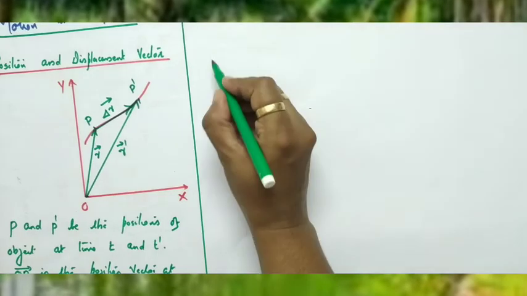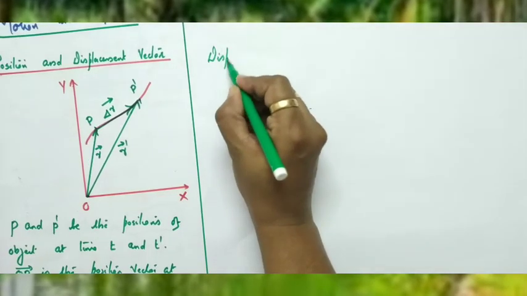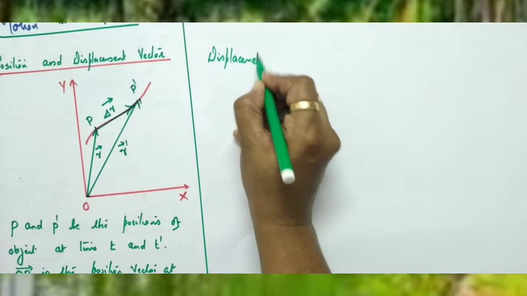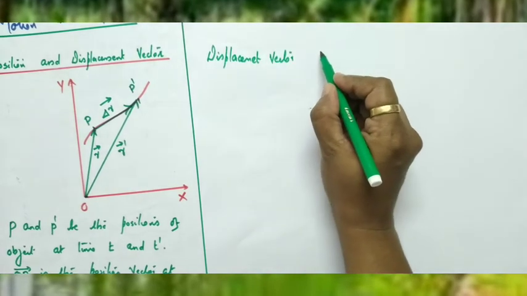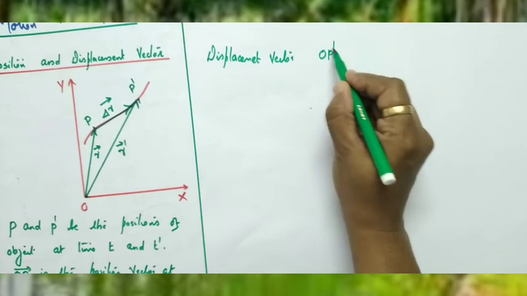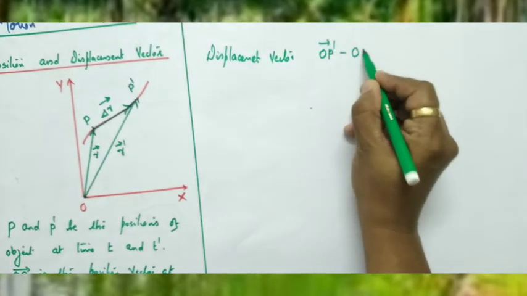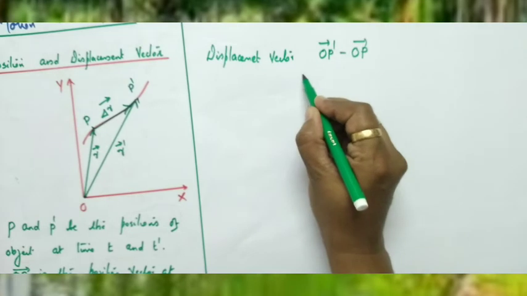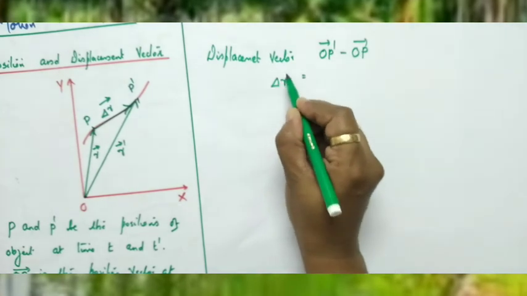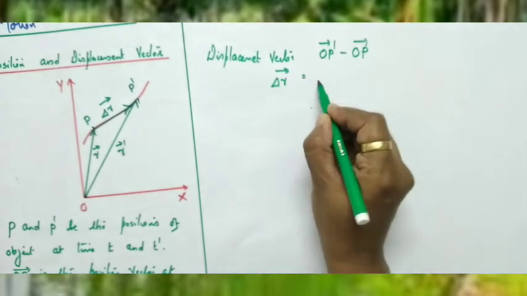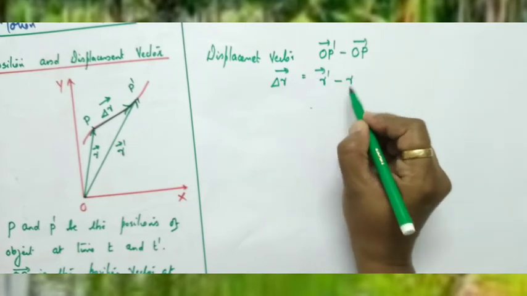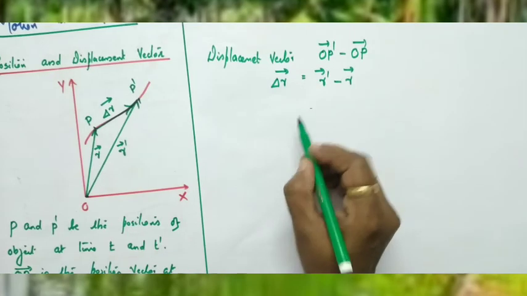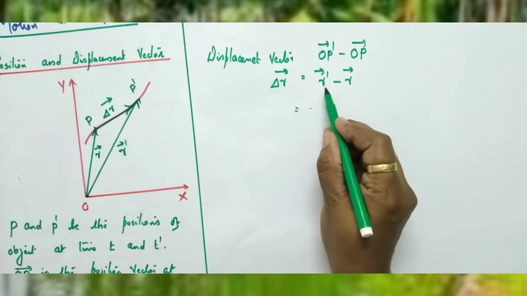Now, we know displacement vector is, what is displacement vector? Displacement vector is final position minus initial position, that is vector OP dash minus vector OP, or displacement vector is usually represented as delta R, isn't it, is equal to vector R dash minus vector R. Clear, children?